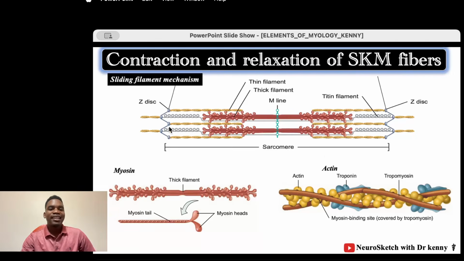So the coming together of the myosin and actin will produce a contraction of the skeletal muscle, and this mechanism is known as the sliding filament mechanism. Why? Because the thin and thick filaments will slide against one another to produce movement. As we've said, they will have interdigitation that will produce the movements.